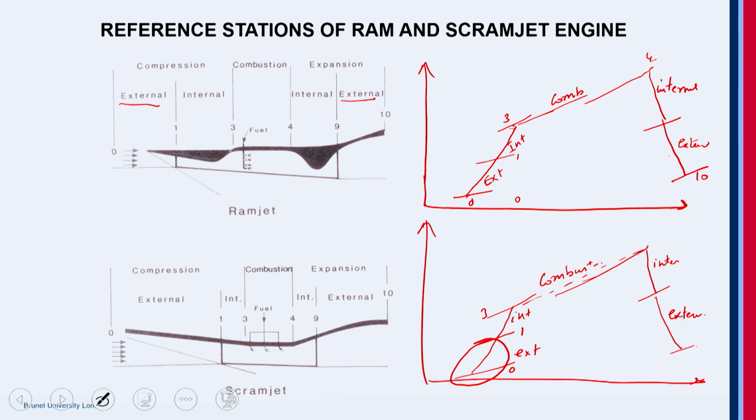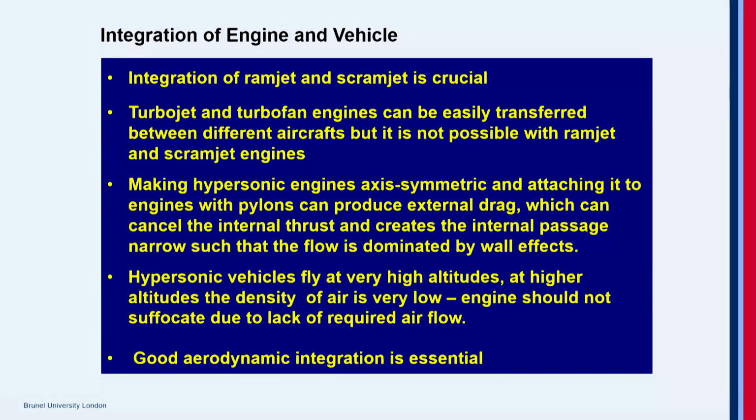So this external compression and external expansion takes place due to the aerodynamic streamlining of the undersurface of the vehicle. Which brings us to this point: I can't call this just a turbojet engine, because this has to be integrated as part of the vehicle. Turbojet and turbofan engines can be easily transferred between different aircraft, but it's not possible with ramjet or scramjet.